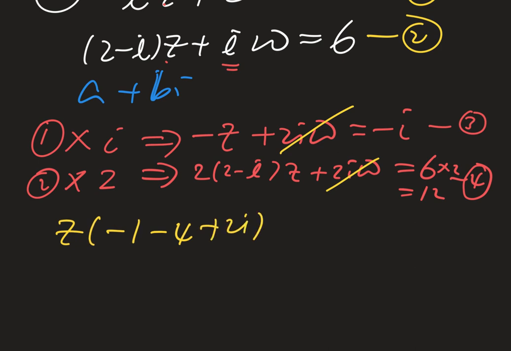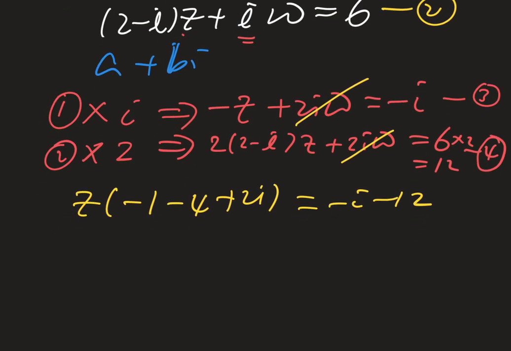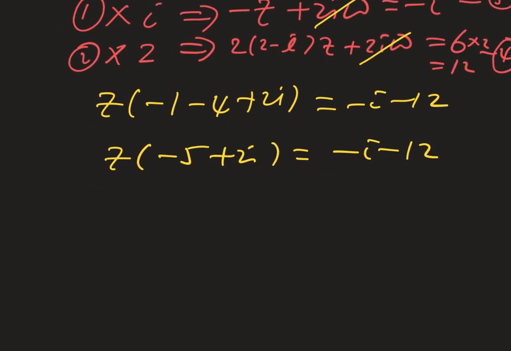Can follow? I think you can follow. If cannot follow, practice. So this is when you have problem, then you do. You don't have problem, you can just follow this, will be easier for you. So z becomes this, and this is minus 5 plus 2i equals to minus i minus 12. So what do we do here? We look at this term here. This is minus 5 plus 2i. This is minus i minus 12.